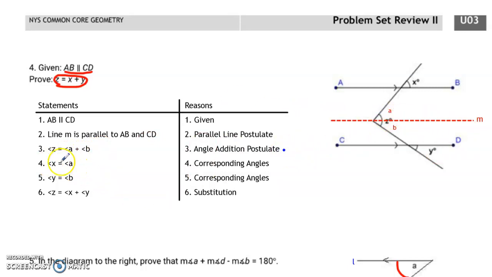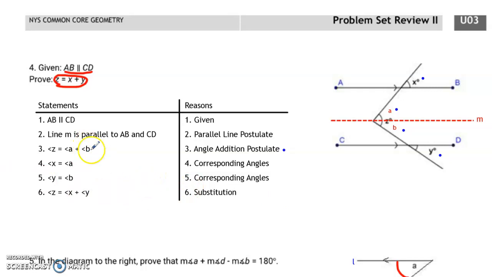Then I was able to say that angle X is equal to angle A because they're corresponding. They're both in the same area of that intersection. And then B and Y are the same because they're in the same area of those two intersections. Once I know that, then I can use substitution. Angle Z is equal to angle X, which is the same as angle A, plus angle Y, which is the same as angle B. I just did substitution.